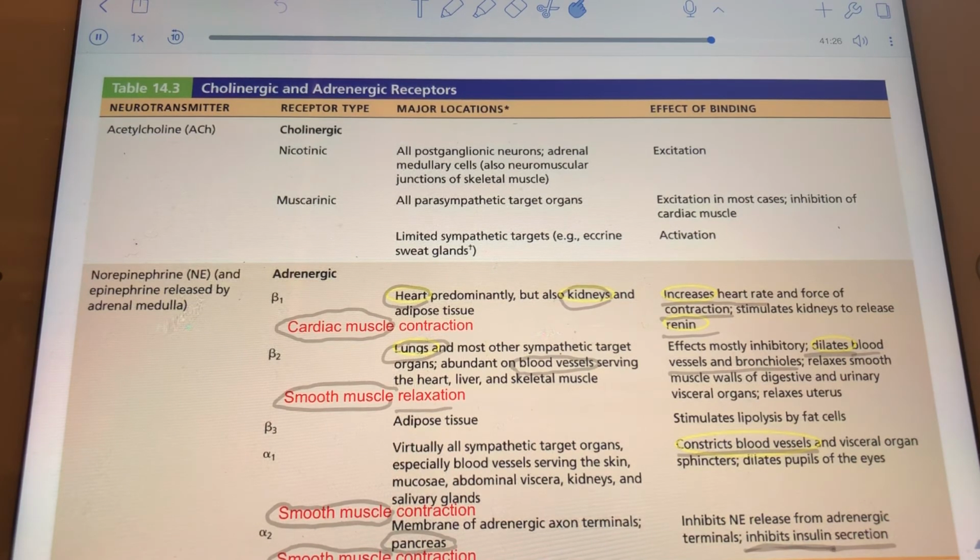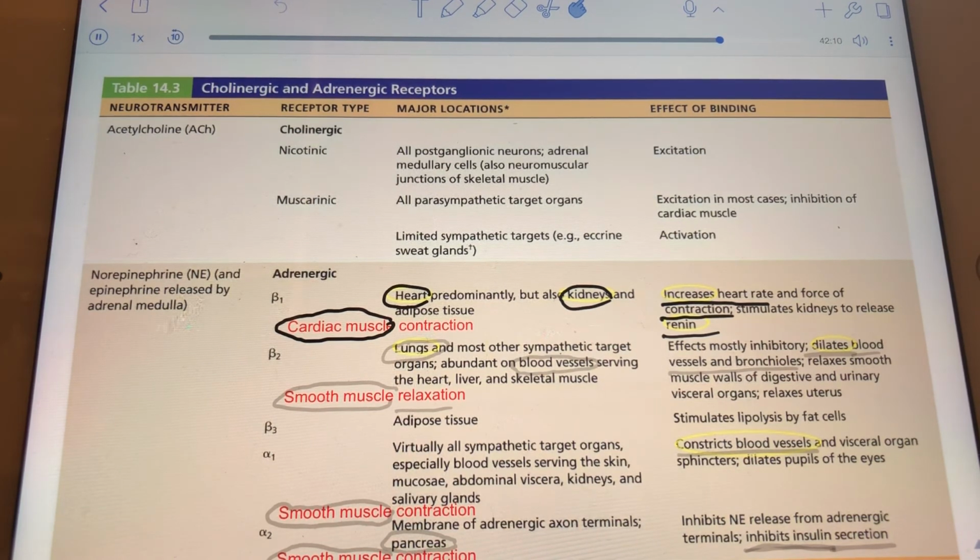Beta 1, found in the heart, found in the kidneys, okay? And when norepinephrine binds with a beta 1 receptor, heart rate increases, force of contraction increases, and the kidneys release something called renin. And renin, though indirectly, will increase blood pressure, okay? I want you to think beta 1, go heart, go, all right?